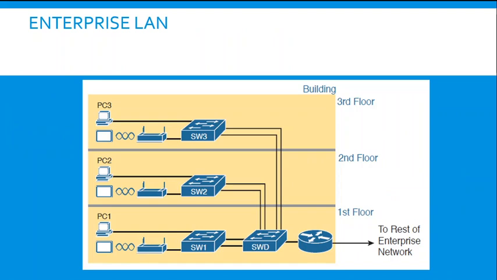We have a topology of an enterprise LAN, how the building is, the three floors. As you can see, the switches are connected with the routers in the first floor to the rest of the enterprise network.